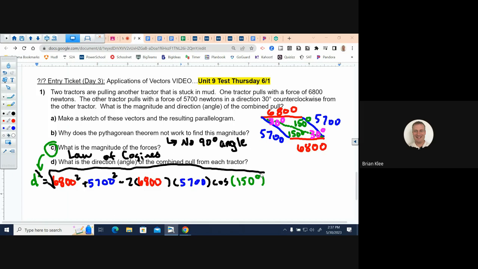6,800 squared plus 5,700 squared, minus 2 times the 6,800 again. The adjacent sides are dropping in. The 5,700. And now the angle that they're adjacent to, and the angle that's opposite the diagonal on the parallelogram, we get that the diagonal, the combined magnitude going across there, is about 12,077.4 newtons.